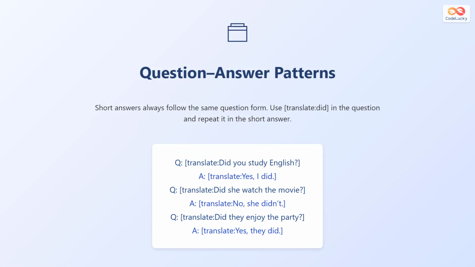Short answers always follow the same question pattern. We use did in the question and again in the answer. For example, "Did you study English?" "Yes, I did." "Did she watch the movie?" "No, she did not." "Did they enjoy the party?" "Yes, they did." The question and answer both depend on did.